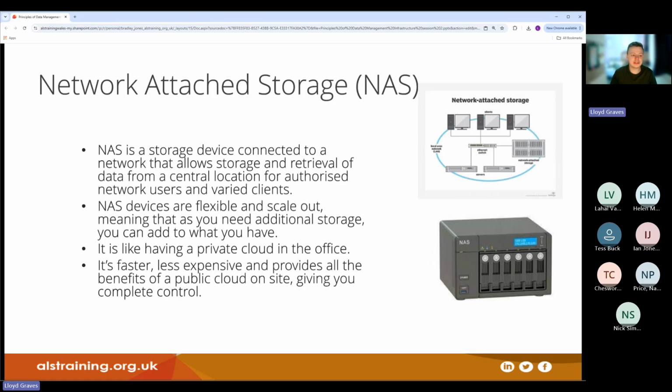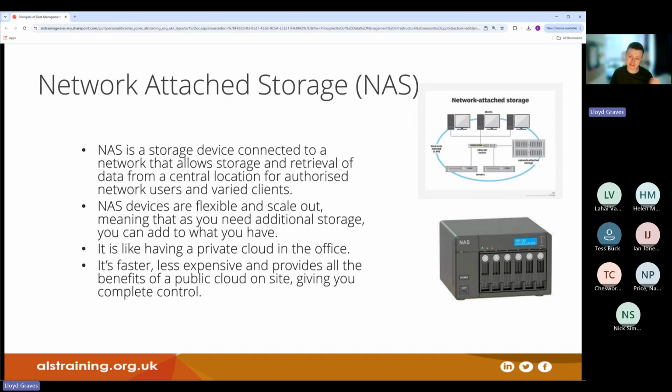So, start with network attached storage. Basically, NAS is a storage device connected to a network. It allows storage and retrieval of data from a central location for authorized network users and varied clients. So think about that example I gave of that small office I used to work in. We had a centralized server in the office that would have used one of these network attached storage devices. If I save an Excel file on my desktop, I can log into any computer in the office and that Excel file will be on my desktop.